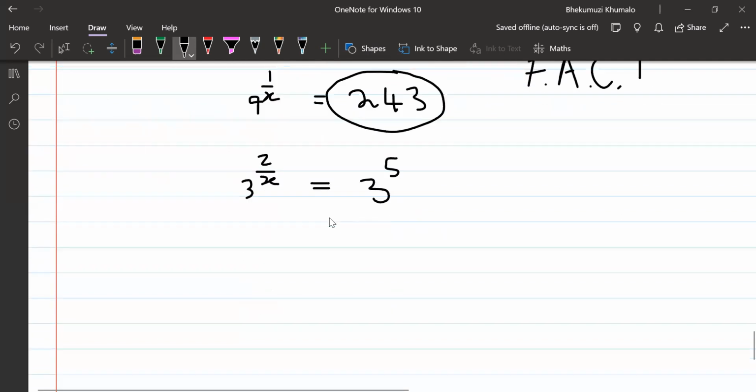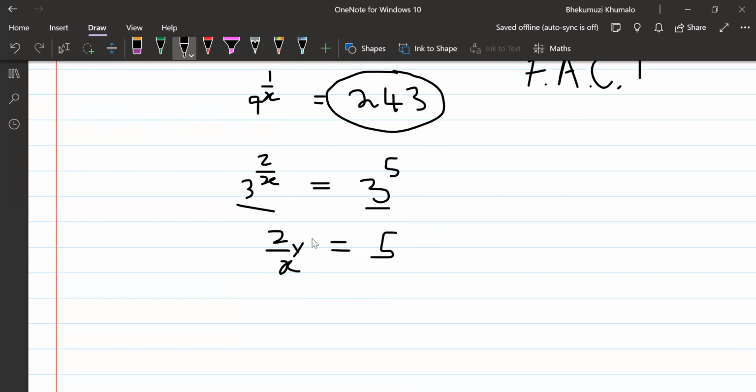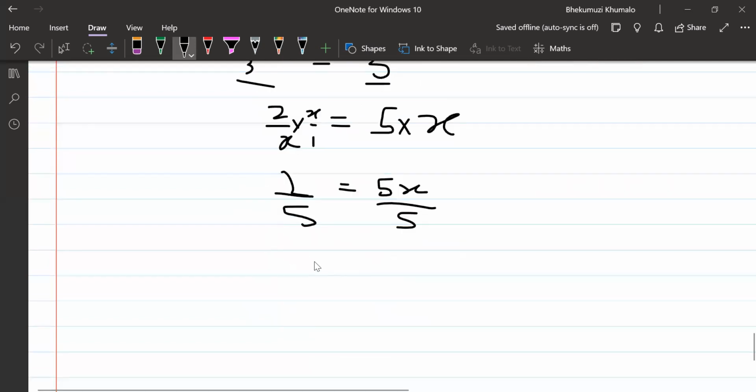But then we have the bases to be the same now, right? Then we can bring down the powers, so it's 2 over x that's equal to 5. And then from there, it's just normal solving. You could have multiplied by x on both sides, and then you would have gotten 2 equals 5x, and then you divide by 5, and then x is equal to 2 over 5.